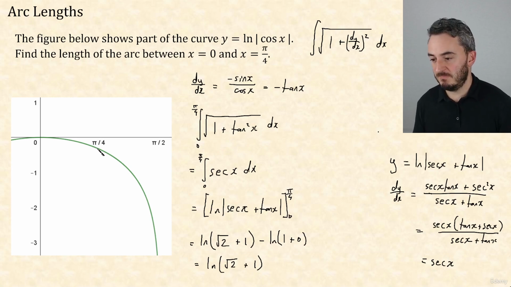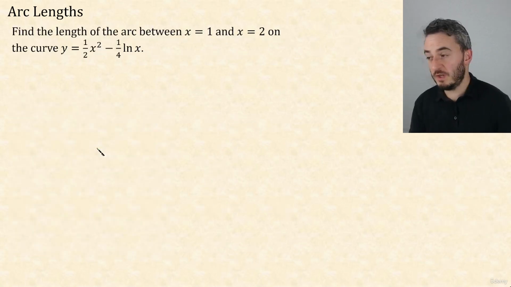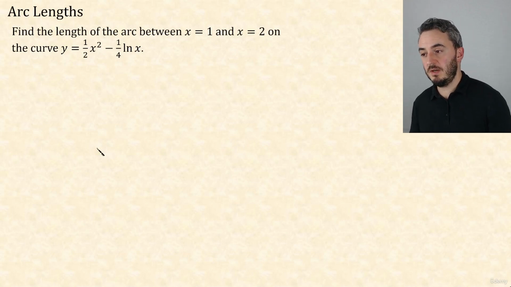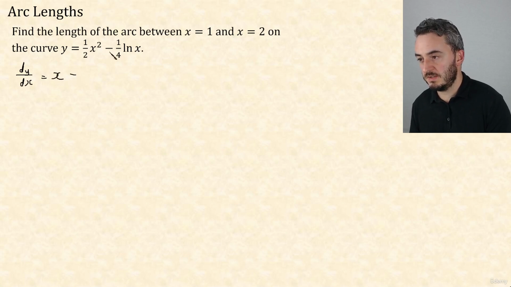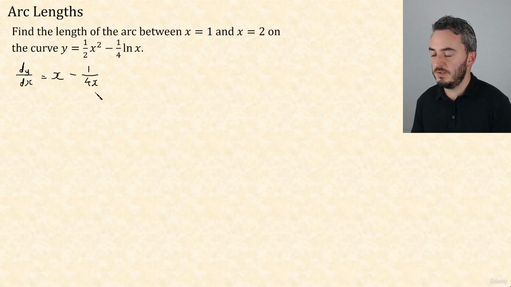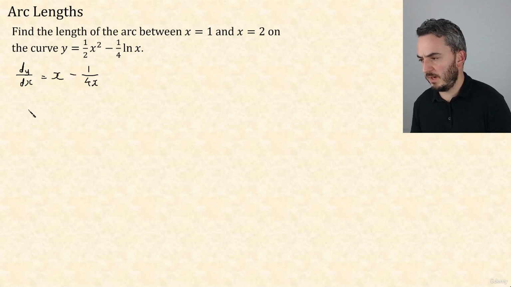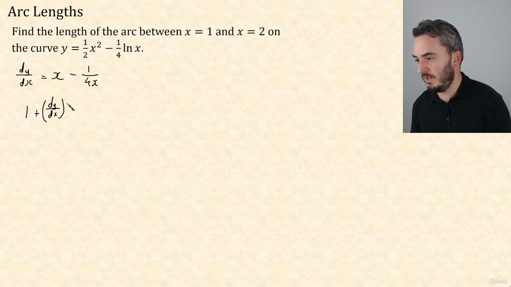Pretty nice, right? Okay, let's do one more. So this question says, find the length of the arc between x equals 1 and x equals 2 on this curve. Okay, same as before, we need dy/dx. So that gives us x minus, the derivative of ln x is 1 over x, and it's a quarter of that, so it's 1 over 4x. So I need 1 plus (dy/dx) squared. Let's just work that out separately first.